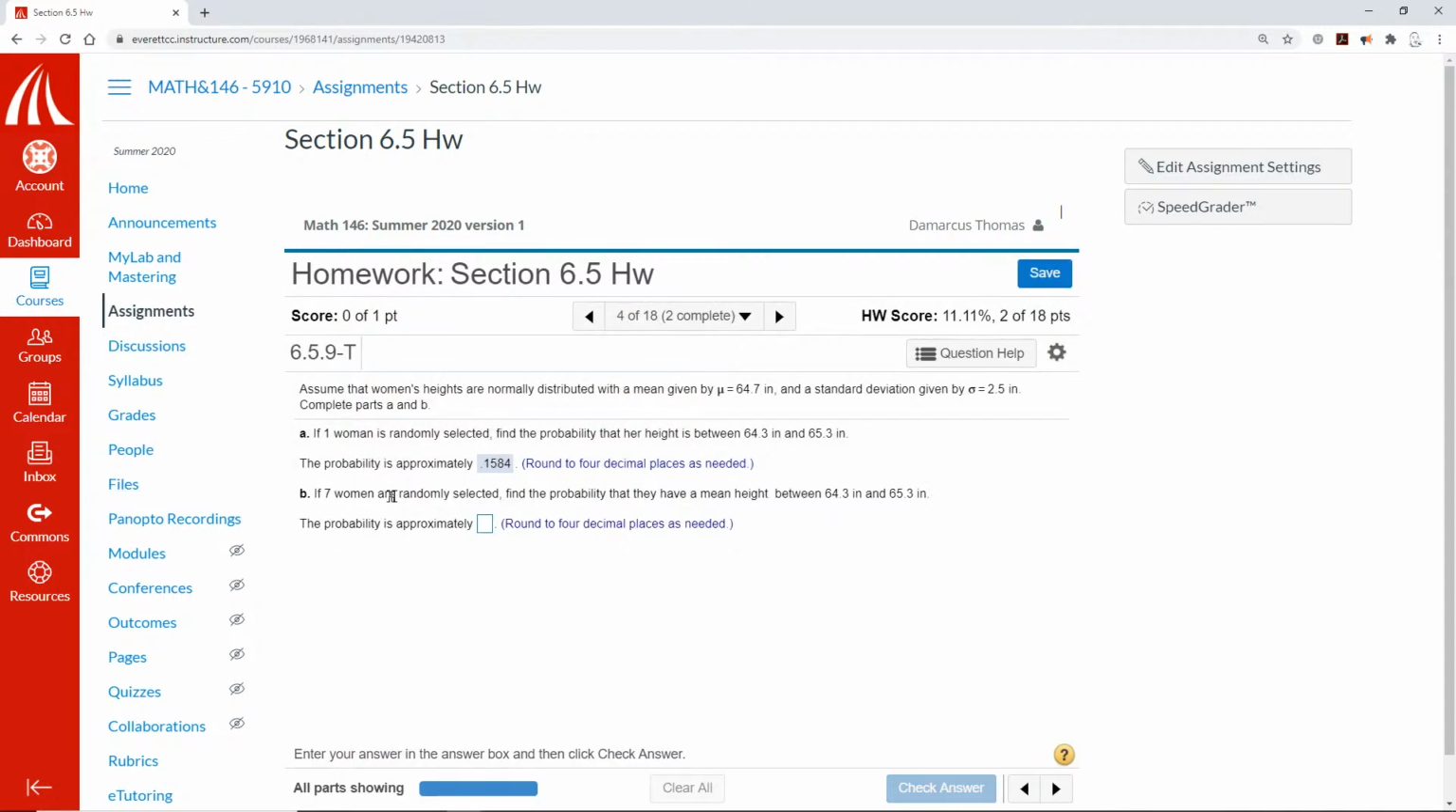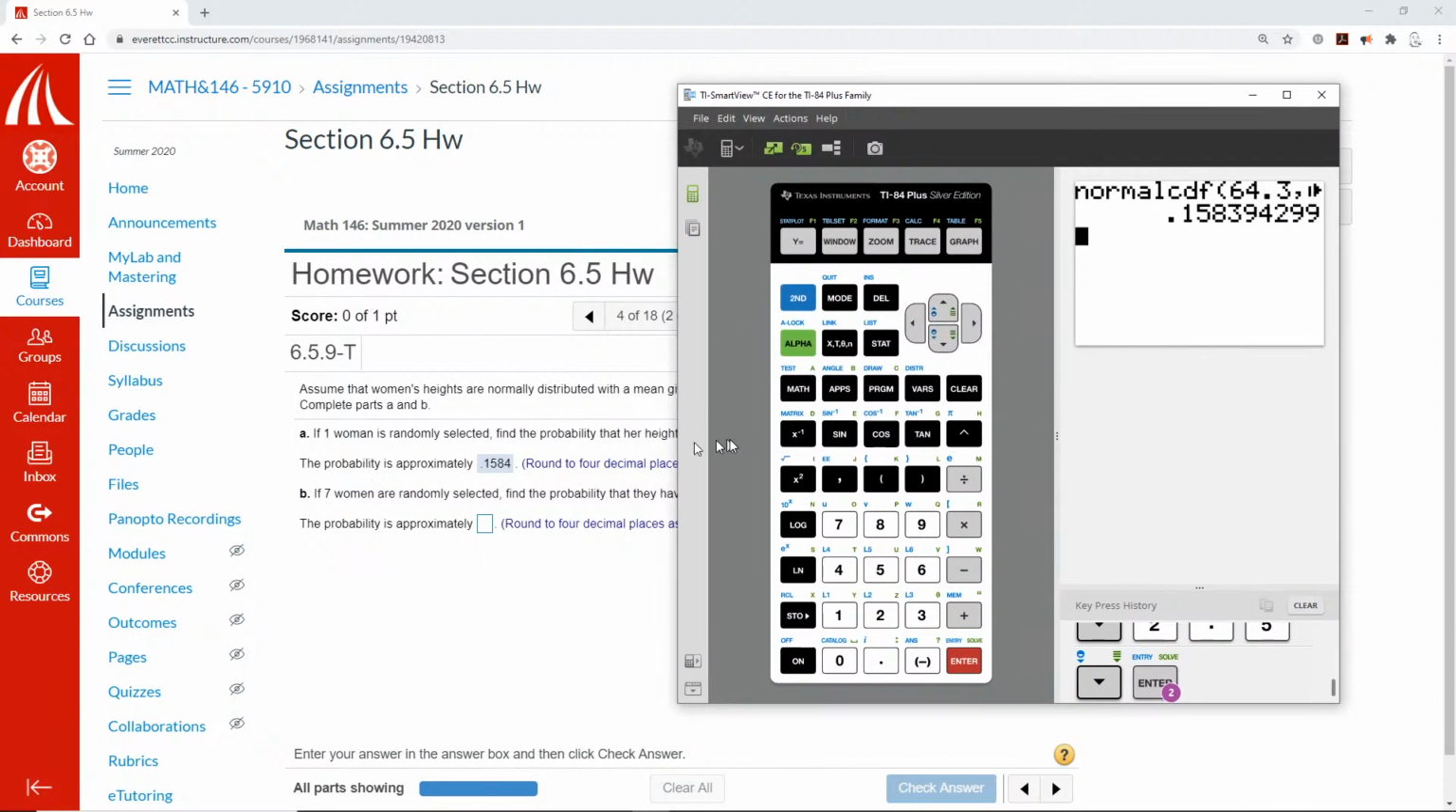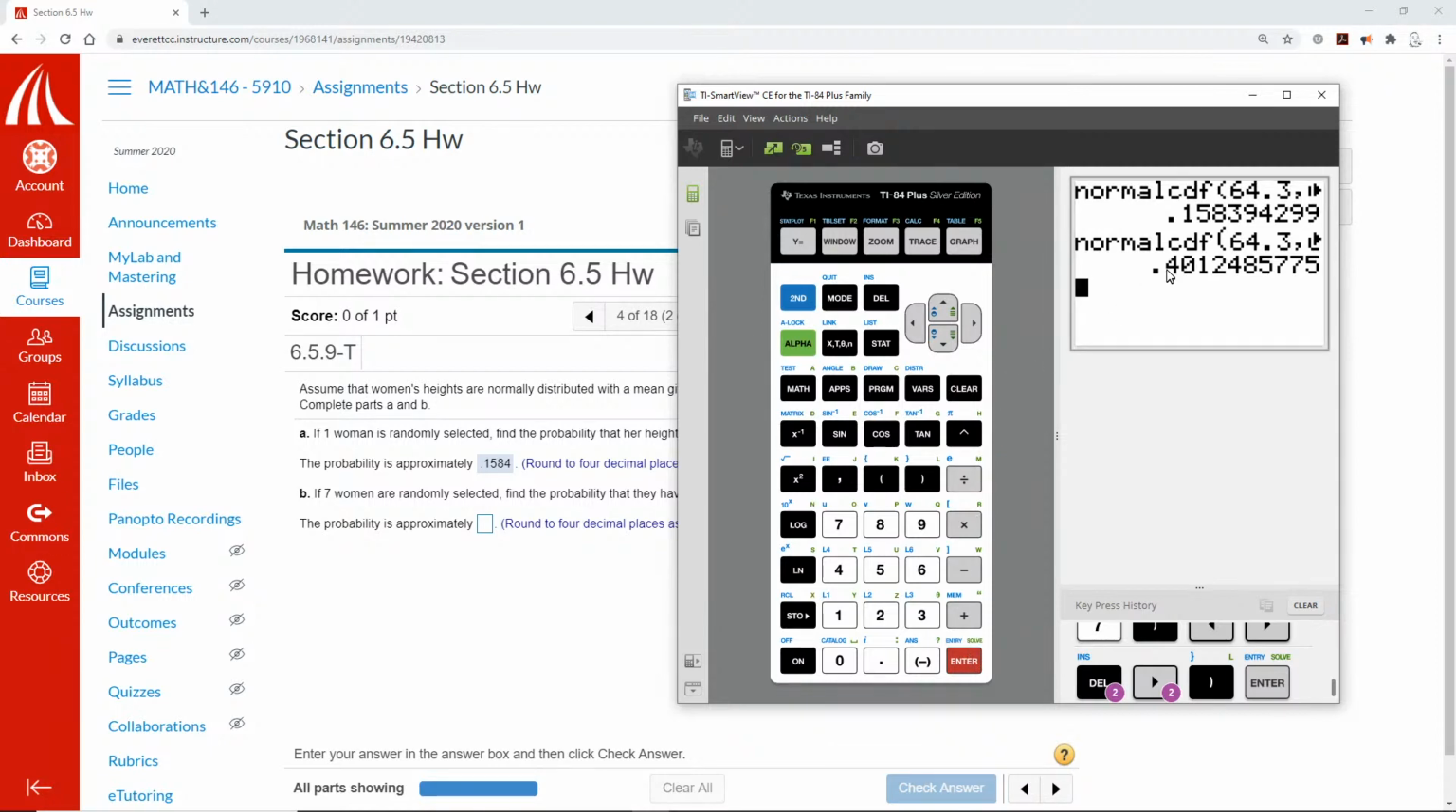And now if 7 women are randomly selected, find the probability that their mean height is between 64.3 and 65.3. So I have to use a sampling distribution of 7 women. I'm just going to do the second entry, and instead of the deviation 2.5, I have to divide it by the square root of 7. It's the same thing, I'm just dividing by the square root of 7, so it has a different deviation. 0.4012.